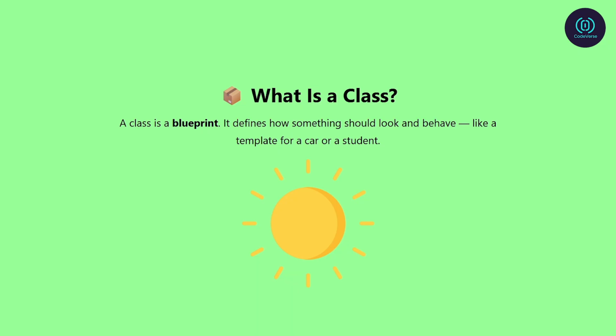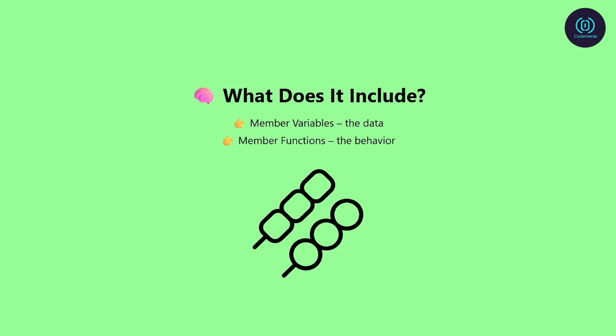Before we dive into code, let's break it down. In C++, a class is like a blueprint. It defines the structure and behavior of something, like a template for a car, a student, or a bank account. It tells the compiler what kind of data this thing holds. We call those member variables. And what actions it can perform, we call those member functions or methods.